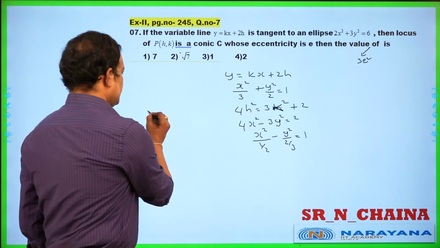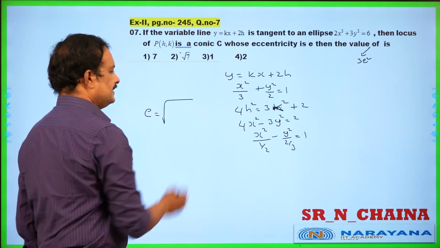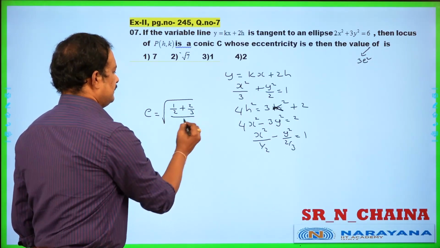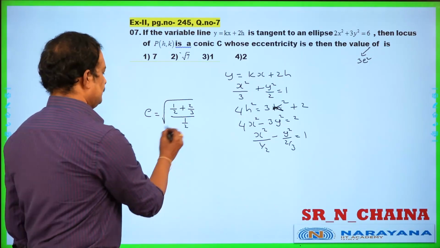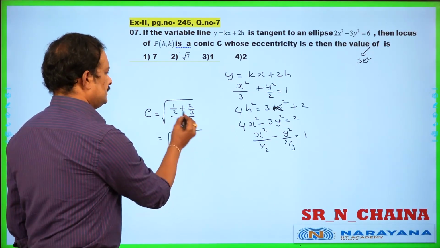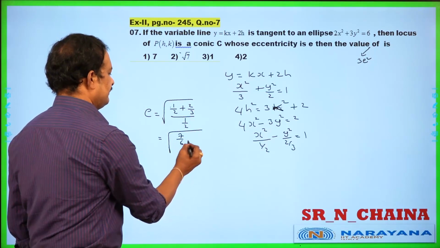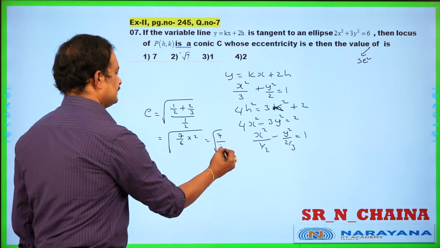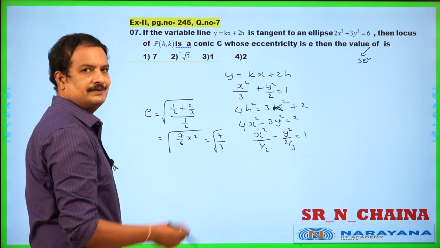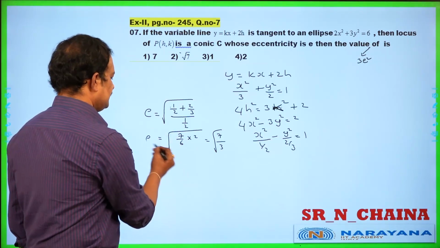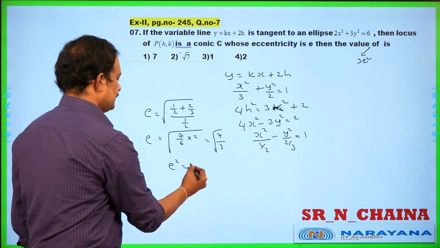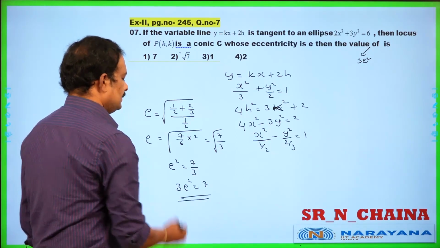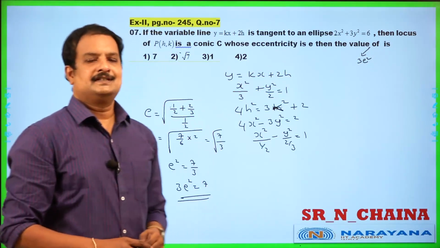So what is the eccentricity? The eccentricity is root over (a square plus b square) divided by a square. So 1 by 2 plus 2 by 3, divided by 1 by 2 here. Okay, let us simplify this. This is root over 3 plus 4, that is 7 by 6, divided by 1 by 2, so this is into 2. This is root over 7 by 3. He's just asking the 3e square value. So squaring, e square equal to 7 by 3. So what is the 3e square value? This is 7.